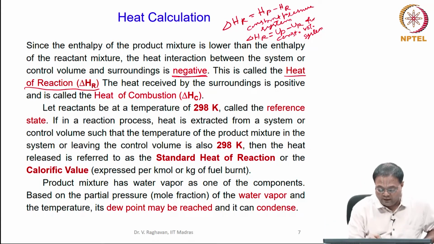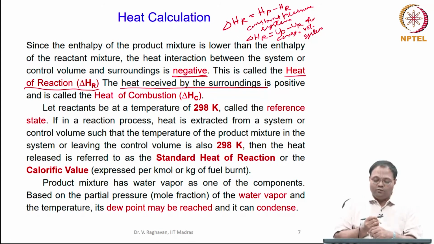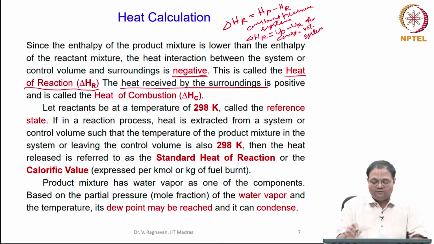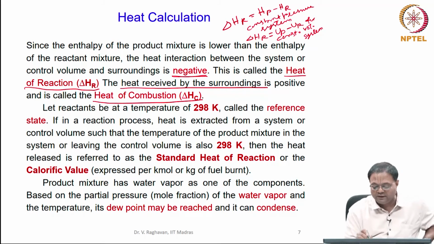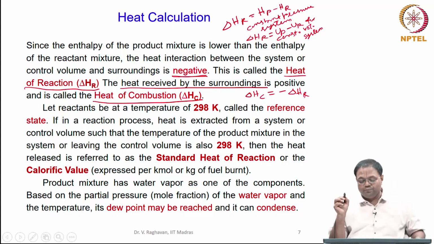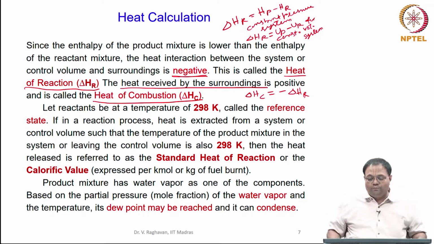For the surroundings, the heat received by the surroundings is positive. Taking the surroundings as a system now, you will see that the heat interaction is positive. So the surroundings can now be taken as a control volume or system, and that is positive now. This heat which is received by the surroundings is called heat of combustion, that is delta Hc. So now we can say that delta Hc is equal to minus delta HR. So again, some definitions here.